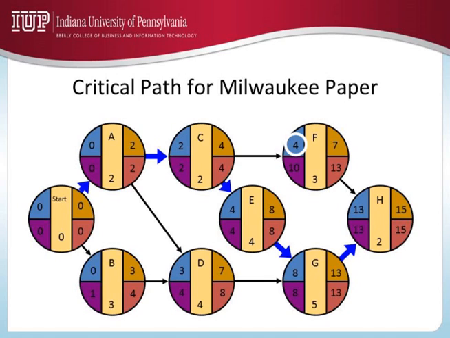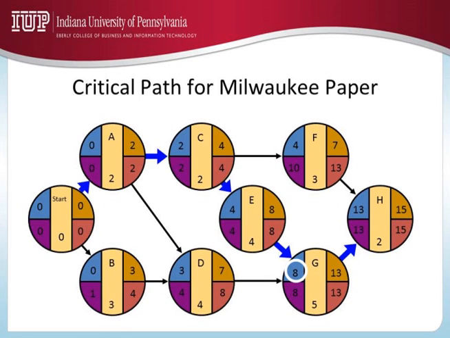So F's earliest start time is 4. Earliest finish time is 7. 4 plus 3, 7. G is again similar to D. It has two immediate predecessors. D is done at the end of 7, but I cannot start G at 7 because E is done only at the end of 8. So I'm taking the larger of these two numbers and then putting it there.